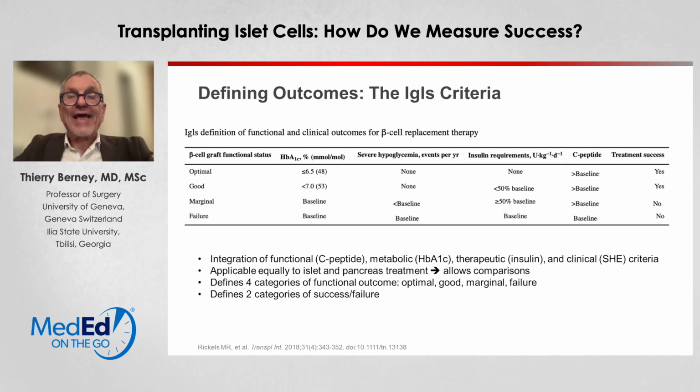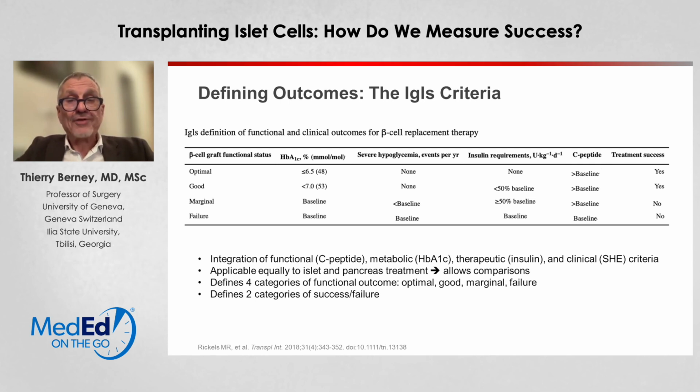And we came up with this definition that we call the Eagles criteria, in which we integrated functional, like C-peptide, metabolic, HbA1c, therapeutic, insulin use, and clinical, severe hypoglycemic events criteria to define function and success. And these criteria, which is interesting, are equally applicable to islet and pancreas transplant, and it allows comparisons between the two modalities.